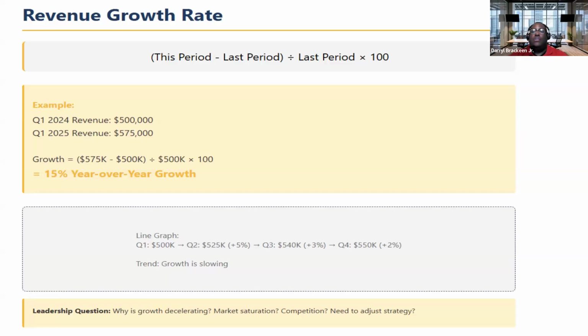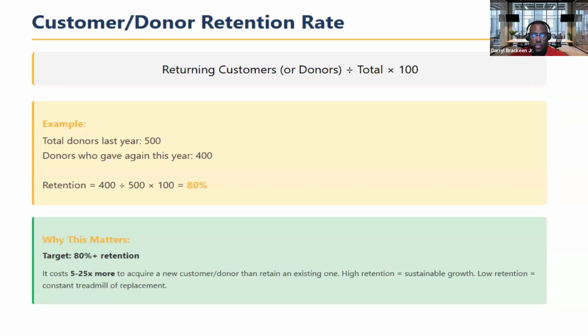So, of course, what question should you be asking as a leader at this point? All right. Why is growth decelerating? Okay. If it's not this example. Or what is the market saturation? And then the ultimate question is, do we need to adjust our strategy? And that's the bottom line question here.